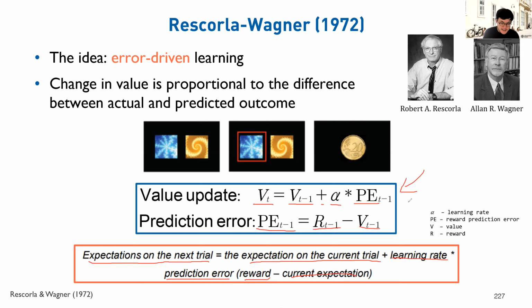It only tells you that the expectation on the next trial equals the expectation on the current trial plus the learning-rate-weighted prediction error. Prediction error means the difference between the reward and the current expectation. It's just written in a mathematical way, which is simpler and clearer to look at.